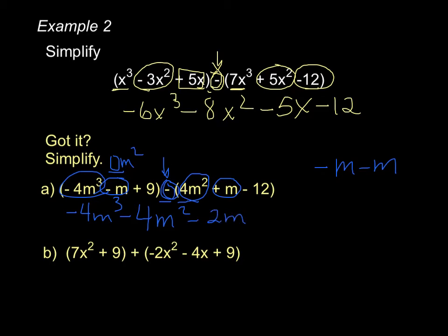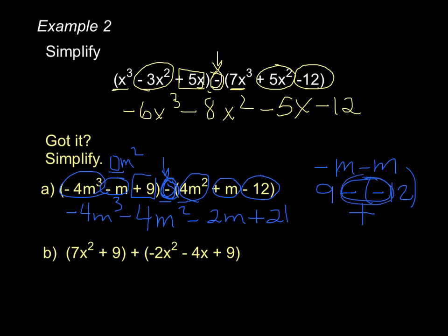And then my constants, I've got positive 9 minus negative 12. Remember that double negative there becomes a plus, so I have a positive 21 as my constant. Okay? It's easy to make mistakes with the subtractions. There's little things with the subtraction that we can miss, and this double negative is one of those mistakes that's commonly made, so pay close attention to those.